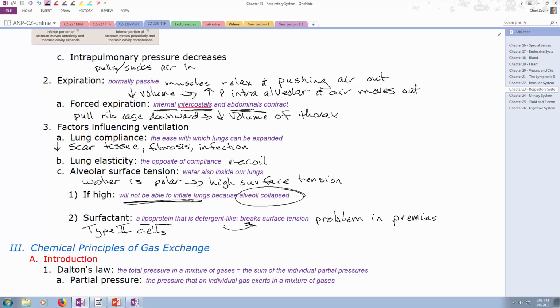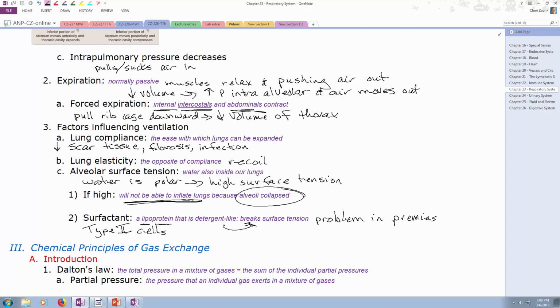The pressure then inside the cavity would be the same as the pressure out in the air, and the lung, because of its elastic recoil, would actually then collapse. And so that's a collapsed lung, right? That's one way you can get a pneumothorax. Most people are used to pneumothorax occurring in a different way.